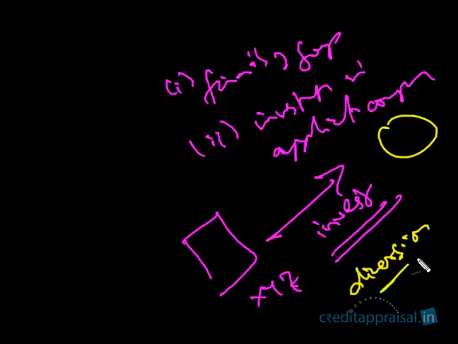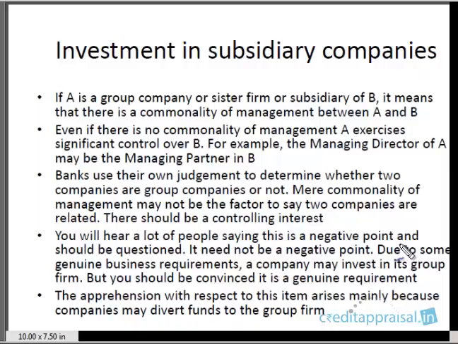Diversion is actually a negative term. See, there could be genuine reasons for investing in the group company. Now you have to find out as a banker whether the reason is genuine, whether you are comfortable with this, whether permission from the bank has been taken, whether it adversely affects the interest of the banker. Then it will be a diversion.